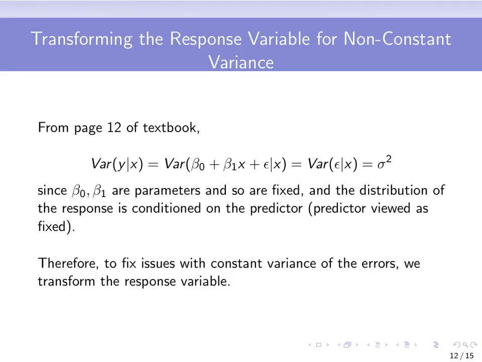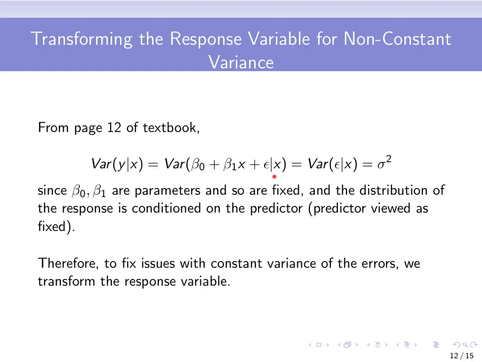Now, in a regression setting, beta 0 and beta 1 are parameters, so these are fixed values. And the distribution of the response is conditioned on the predictor, i.e. we view the predictor as a fixed value. So for each fixed value of the predictor, what is the variance here? That's a constant, that's a constant, that's a constant. So the variance of any constant term is 0.